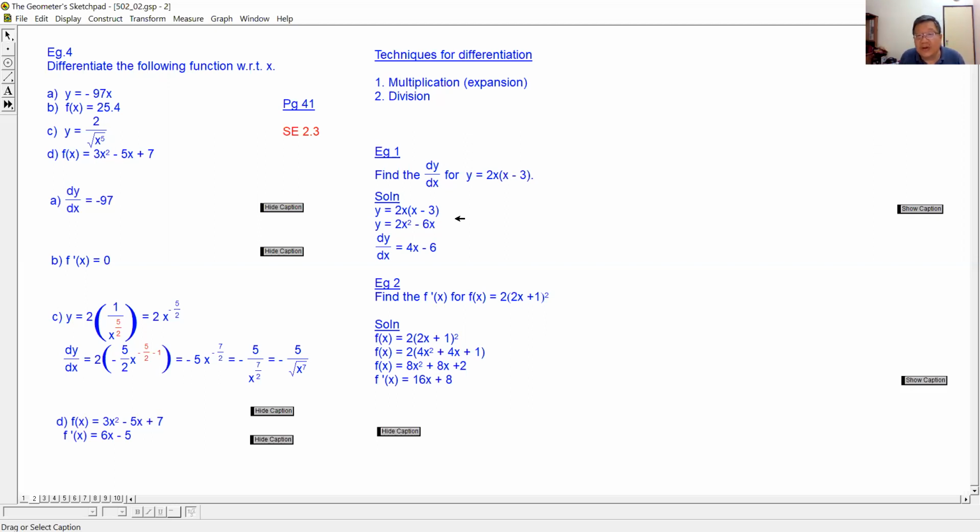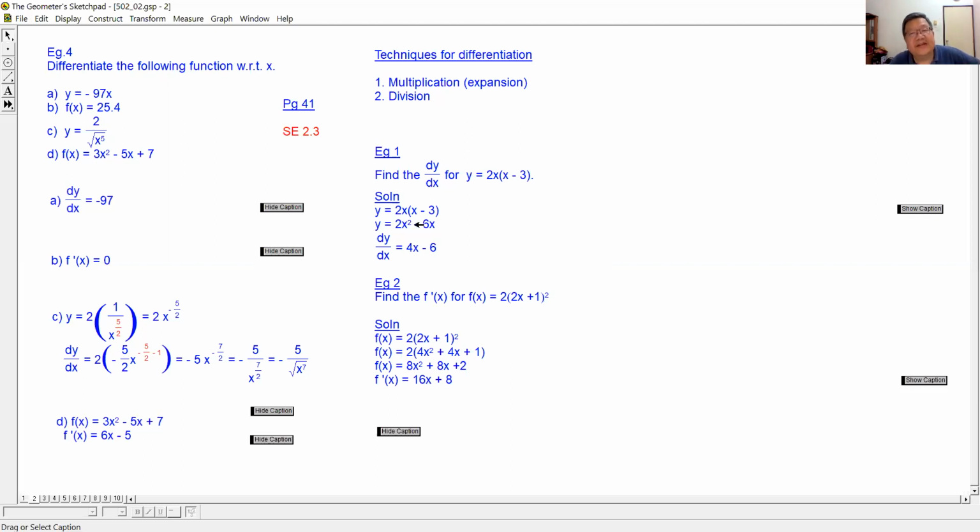Now can differentiate or not? Can. Just differentiate. The 2, leave it there, then bring down the 2, become 4. Then the 2 less by 1 becomes 1, so 4x. Then the 6x differentiates to become 6. Okay, so the answer dy dx is 4x minus 6.